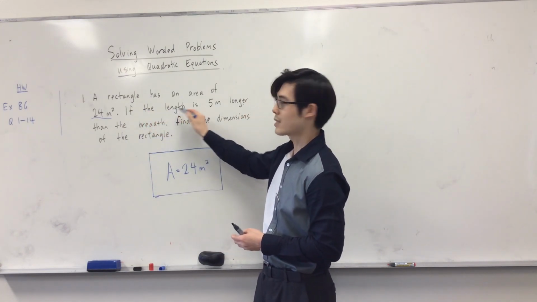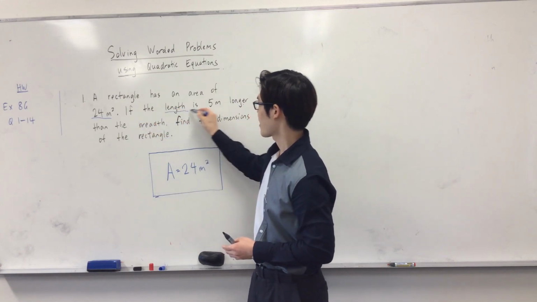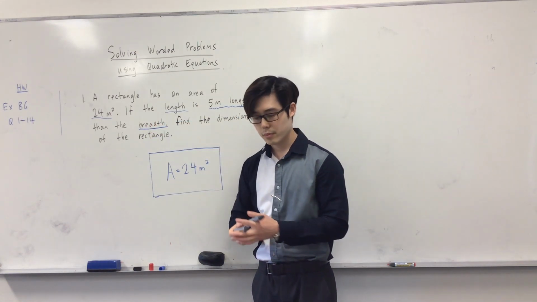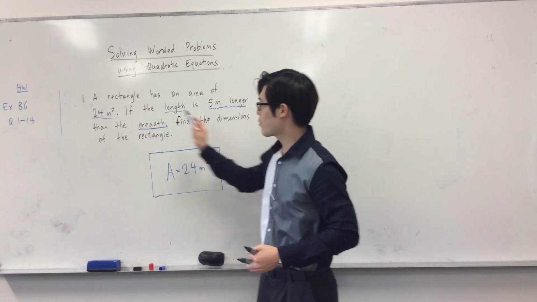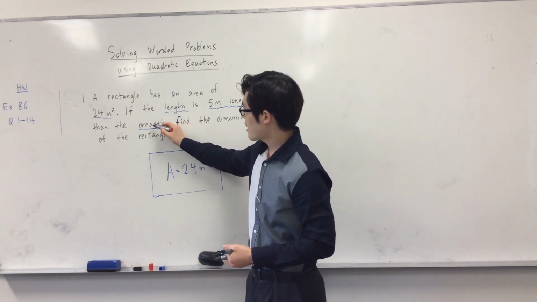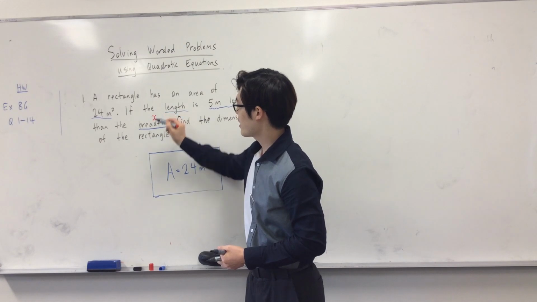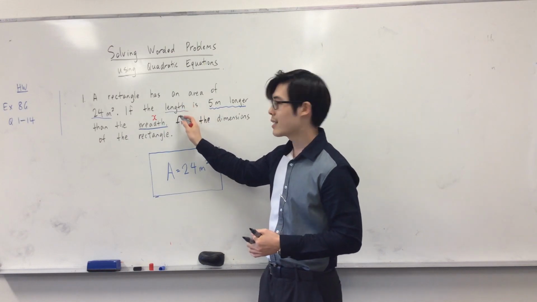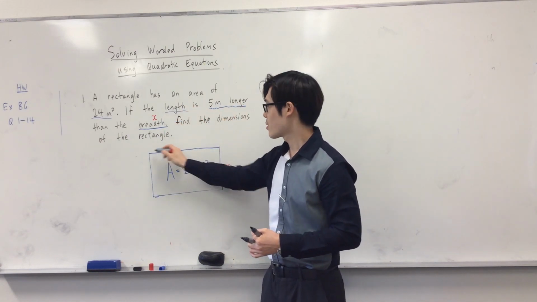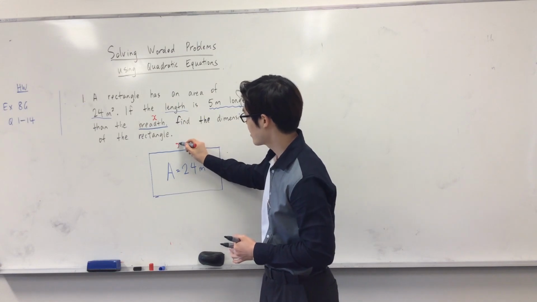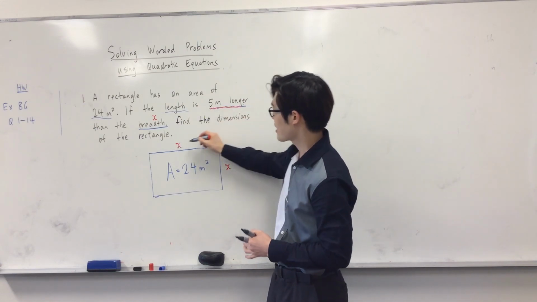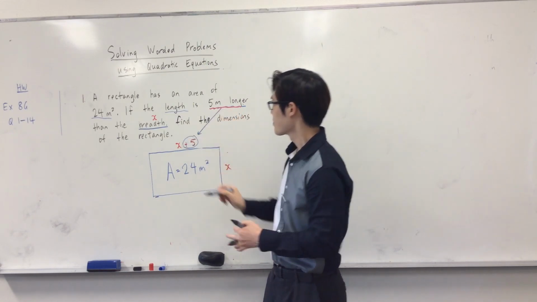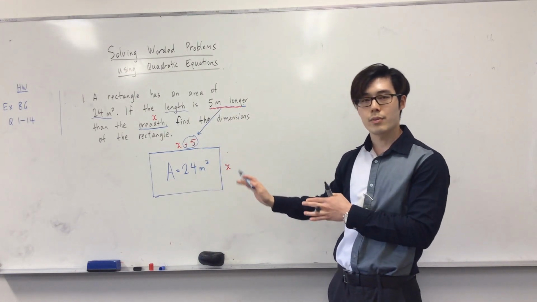If the length is 5 meters longer than the breadth, find the dimensions of the rectangle. Alright, in order to do this, because we're looking for the breadth and the length, we don't know what that is, let's label the breadth x. That means this is x, because that's the shorter side. It says the length is 5 meters longer than the breadth. So the length here is x, 5 meters longer means plus 5. So we've labeled everything that we can from the question.